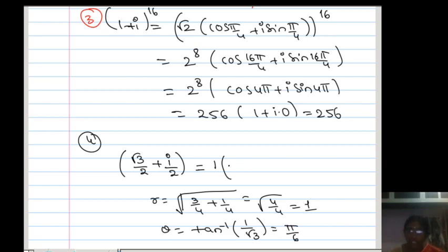So I can write root 3 by 2 plus i by 2 as cos pi by 6 plus i sin pi by 6. That is the polar form. Next, it is power 5 now. So power 5: 1 power 5 is the same. Okay, so I can simplify this.